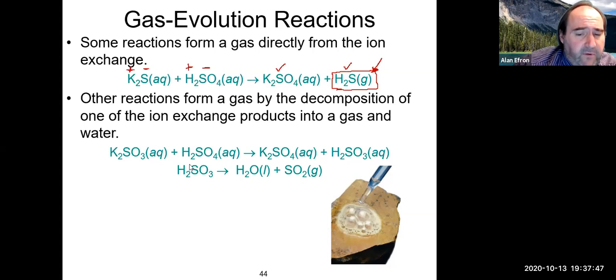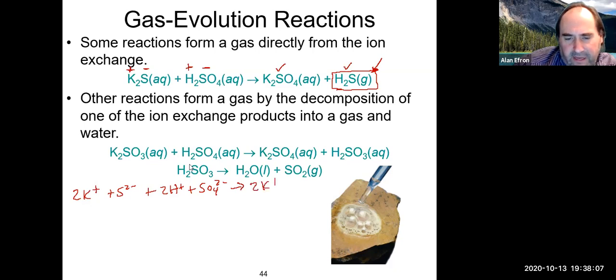Again, here, if you were going to get to your net ionic equation, what you would do is break apart your K pluses, your sulfide, your 2H pluses, and your SO4 2 minus. I won't write the states in because I'm going to run out of room. We'll have our 2K pluses, our SO4 2 minuses. Now we have a gas here, and that gas would stay together as H2S. So again, we would not break apart that gas. So solid, liquid, gas would stay together.